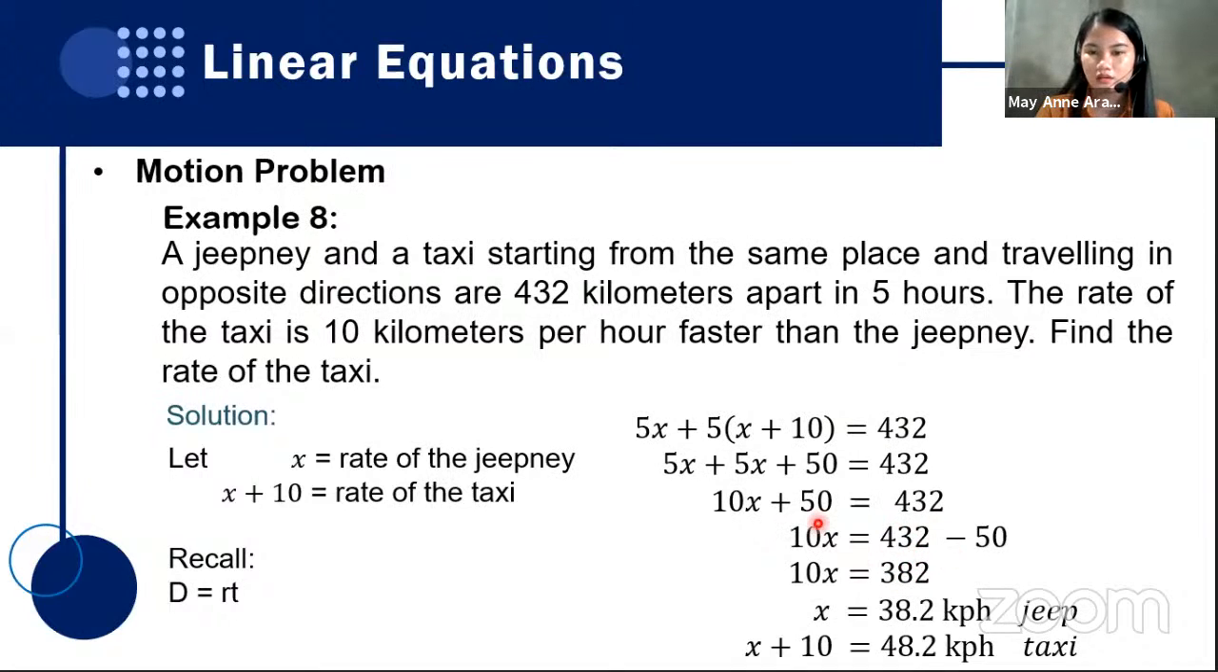Subtract or transpose 50 to the right side of the equation. So you have 382. So the value of x here, or the rate of the jeepney, is 38.2 kilometers per hour. And since we need to find the rate of the taxi, we just need to add 10 to 38.2. So our answer is 48.2 kilometers per hour. So this is the distance formula. Distance is equal to rate times time. So here we just add both their distances based on the given rate and time of 5 hours.